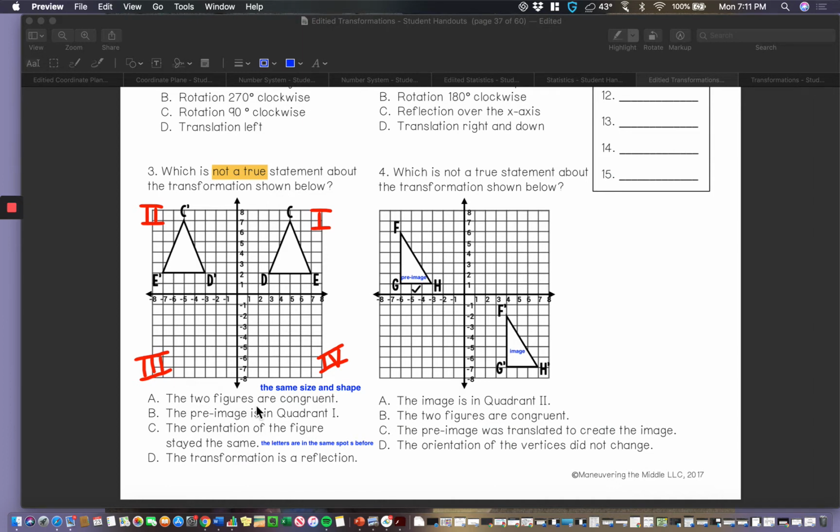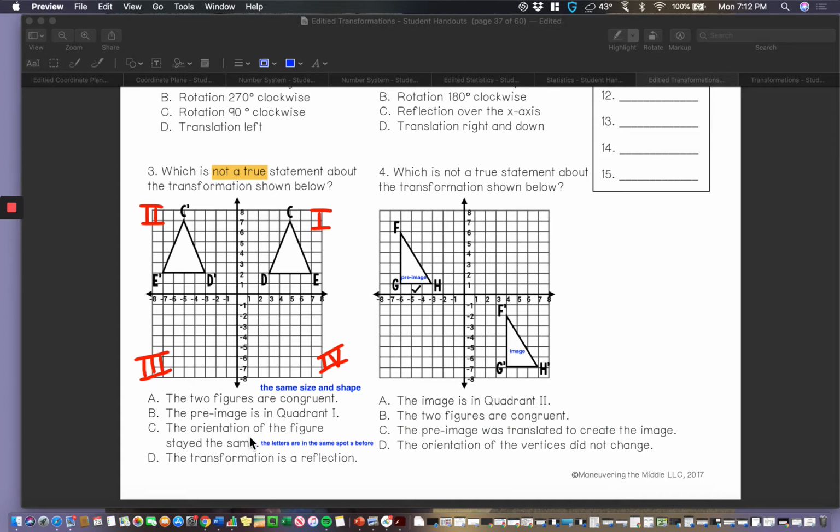So if the two figures are the same size and shape, not your answer. If the pre-image is in quadrant 1, which I labeled for you, the quadrants here, 1, 2, 3, and 4. And you might need to refer back to this picture for some of these other questions here, but here's a reference for which quadrants are what number. So for B, the pre-image is in quadrant 1. If that's true, you're not going to put that.